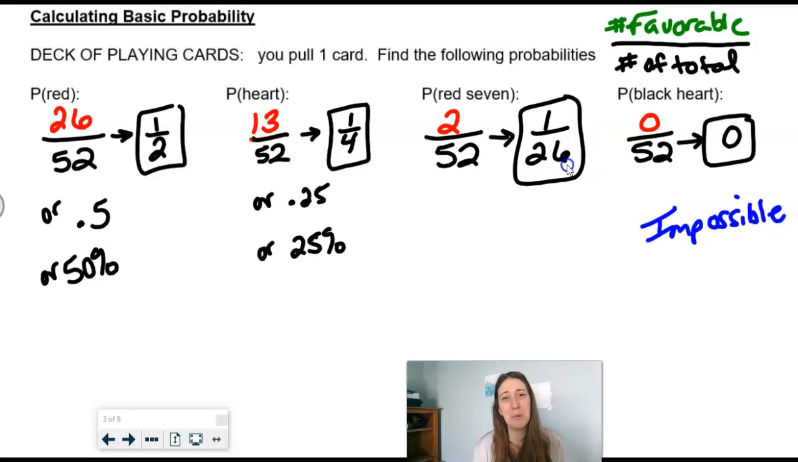A red 7 is a 1 out of 26 chance. If we converted that to a decimal, it's pretty small. It's like, I'm going to say 4%-ish. Okay, so unlikely would be a word they might describe.